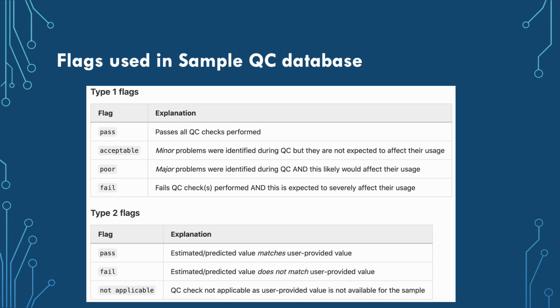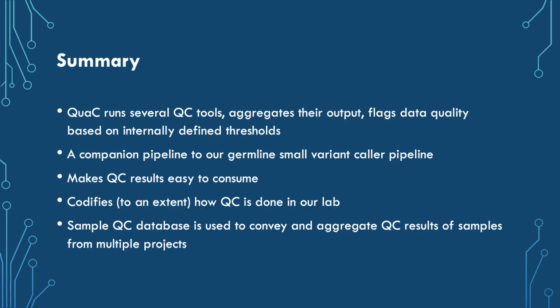So to summarize, QuaC was developed using SnakeMake and Python, and it runs several QC tools, aggregates the output, and then summarizes the results based on predefined thresholds. It essentially makes it easy to consume the QC results, and we have a sample QC database which is used to log as well as convey QC results to the downstream users.